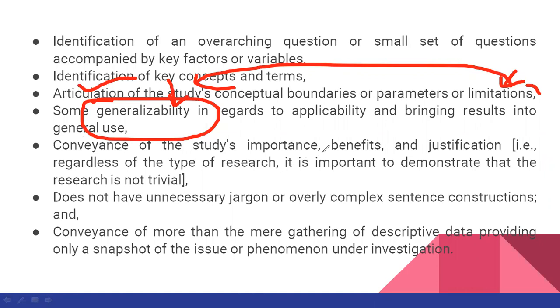Then convenience of the study's importance, benefits, and justifications. So what does this mean? Regardless of the type of research, it is important to demonstrate that the research is not unnecessarily complicated. It does not have unnecessary jargon, or you can say you should not make it so complex that people should need to keep an Oxford dictionary with them to understand that problem statement. Okay, so it's on you how beautifully or how simply you present your problem statement.